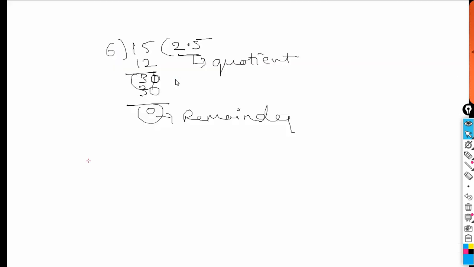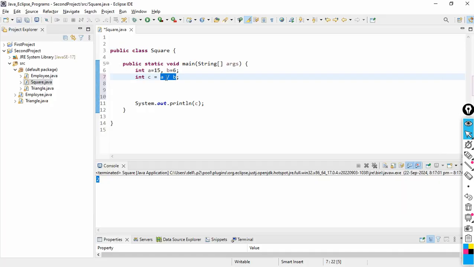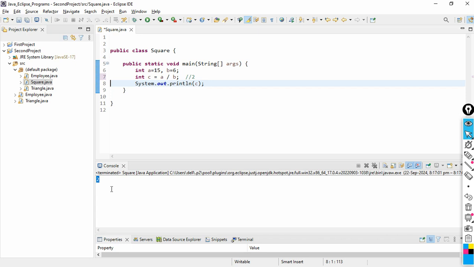This is auto promotion in expressions. Let's say, for example, with integer and integer values, if you do any calculations, the resulting answer is also an integer. So the actual answer is 2.5, but the result will be an integer only. So what is the integer part of 2.5? Only 2. The integer part 2 will be assigned to C. Therefore C is getting 2. See, this is the 2 you got.